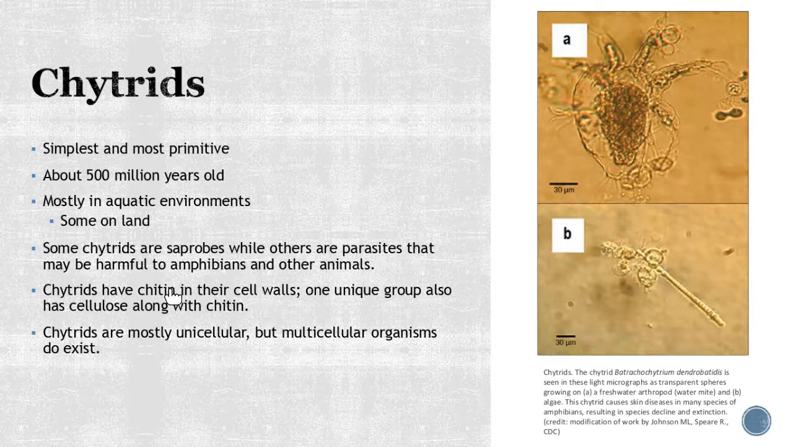Now, they are saprobes, but others are actually parasites, and they can be harmful to amphibians and other animals, so they can be quite not a good thing to come across. Now, they do have chitin in their cell walls, but some of them also have cellulose. So this is a group that is kind of breaking the rules a little bit. They have that cellulose along with chitin. Now, most of them are going to be unicellular, but you're also going to find some that happen to be multicellular.